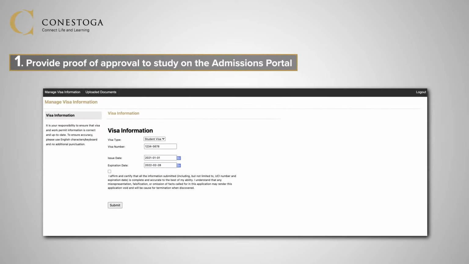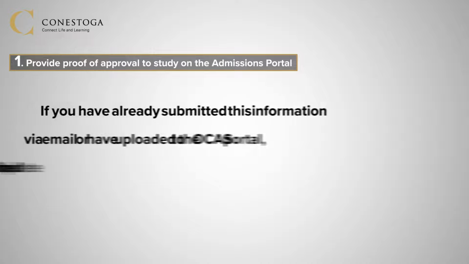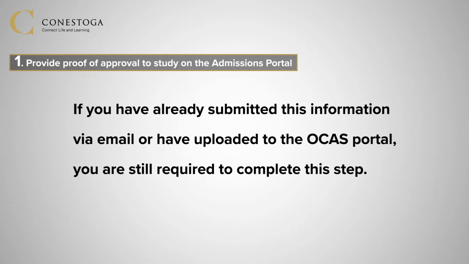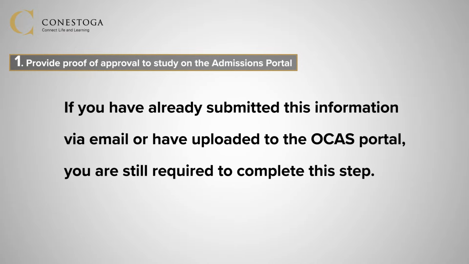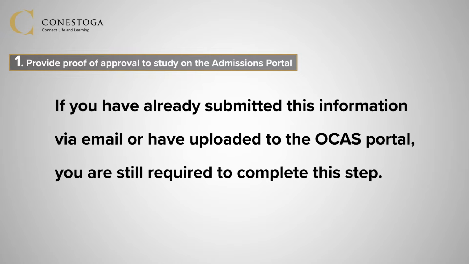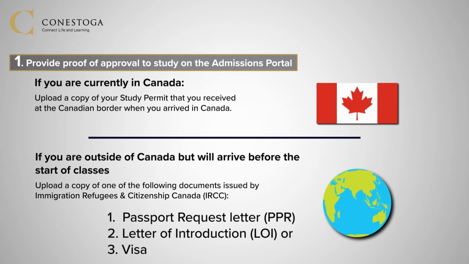Step number 1. Provide proof of approval to study on the admissions portal. If you have already submitted this information via email or have uploaded to the OCAS portal, you are still required to complete this step. If you are currently in Canada, upload a copy of the study permit you received at the Canadian border when you arrived.